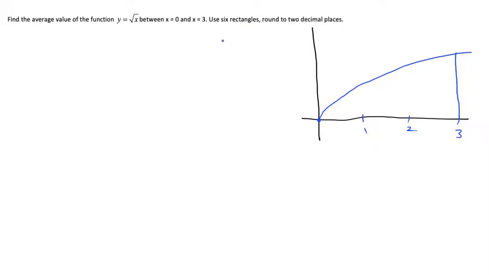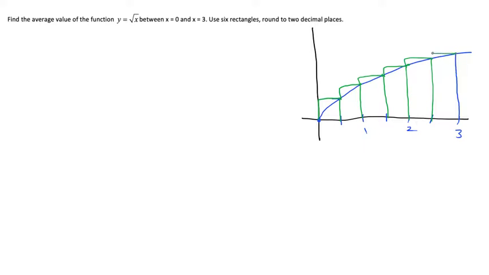Now generally when we find the average value, we don't want to underestimate this. We usually just use the upper sum. But we want to use 6 rectangles, so in this case, we'll use 6 rectangles, and we're going to use the right sum. So we're going to use rectangles that look a little something like this. We'll use the first rectangle here, and the second rectangle here, and the third rectangle will be here, and so on and so forth.